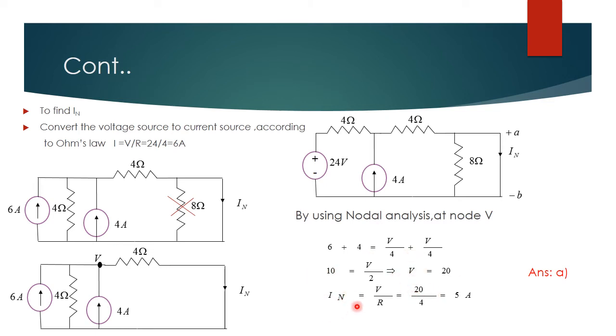Next we can find the IN current. IN current means the current flowing through this 4 ohm resistor. Already we have calculated what is V. So IN is equal to V by R, that is equal to 20 by 4, that is equal to 5 ampere. So option A is the right answer.